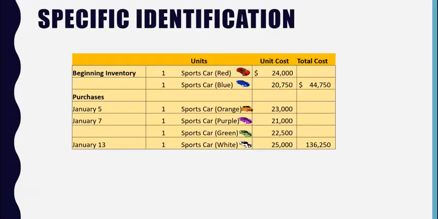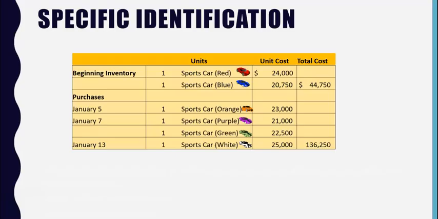Let's look at the specific identification method. Let's assume that we are a car lot, and we have different cars on our lot. In our beginning inventory at the beginning of the period, we have two cars. We have a red car and a blue car. The red car cost $24,000, and the blue car cost $20,750. So altogether, in beginning inventory, we have $44,750 of inventory.